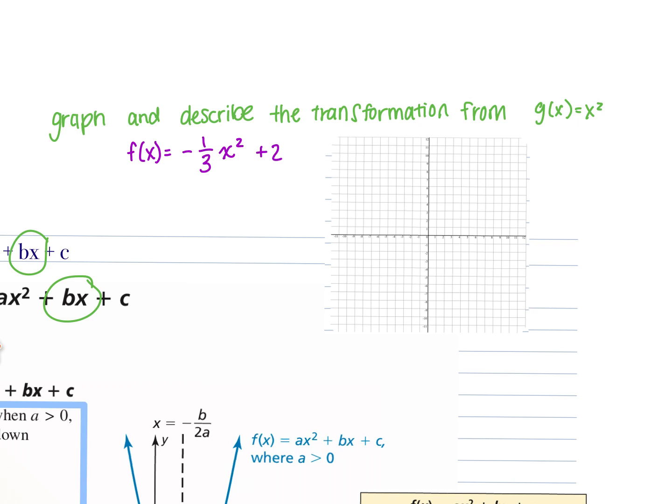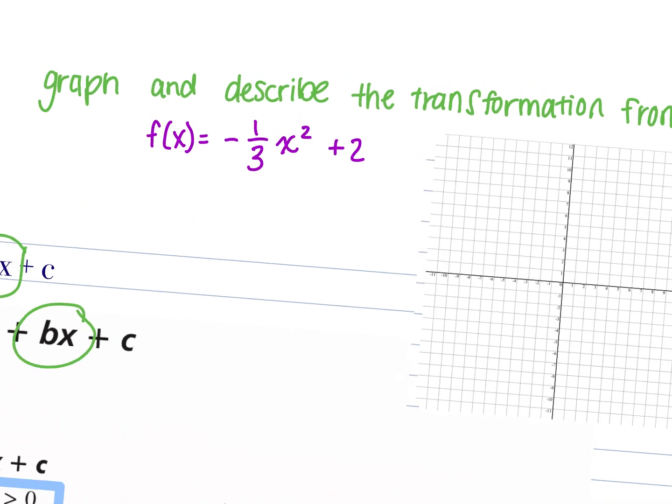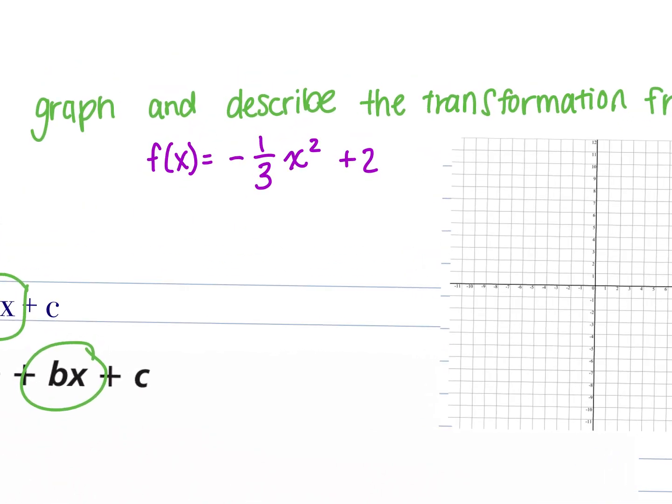Make my recommendation on what points to use. You guys noticed the 1/3, right? I would plug in values that are divisible by 3 or 0, because 0 is a really good number to plug in in the first place. So let's make our chart. I want 3 values, and you'll be required to have 3 values on the assessment.